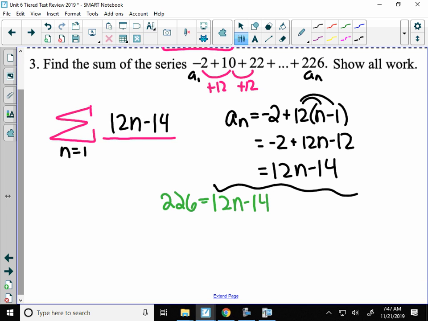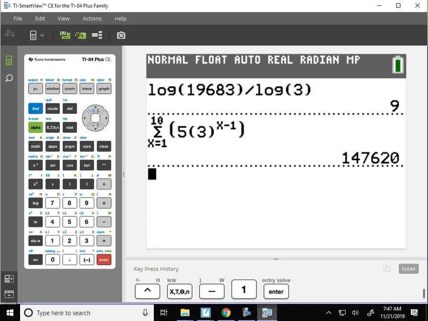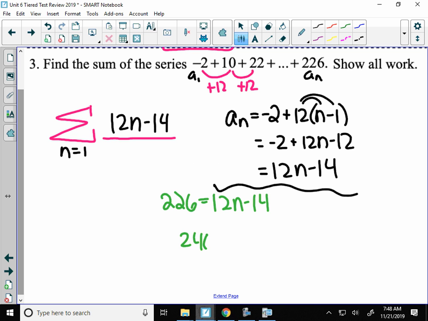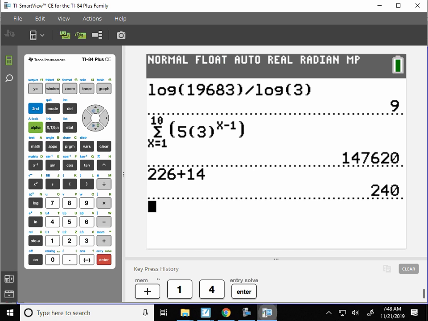So I'm going to add 14 to both sides. So you'll have 226 plus 14, that's 240. And then when I divide by 12, I get 20 as my n. So I can put that 20 as the index. And now it's just like the last problem. I type that into my calculator, and it'll tell me the sum.